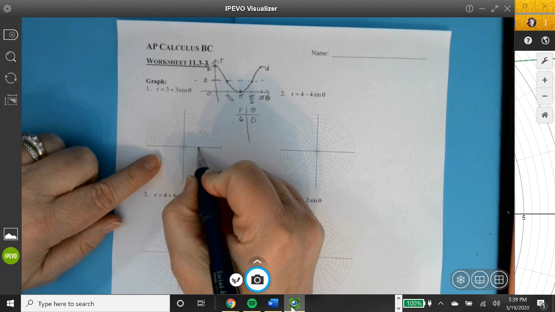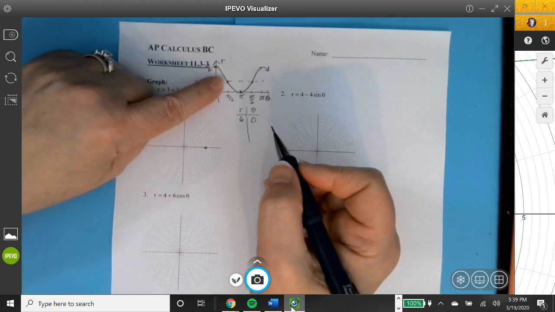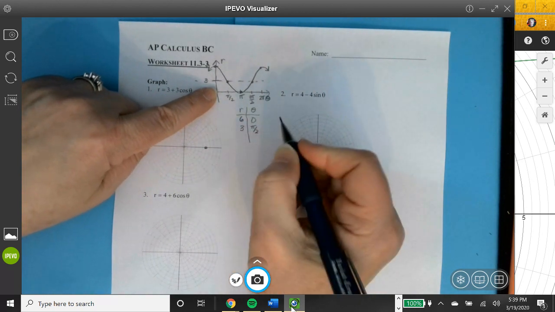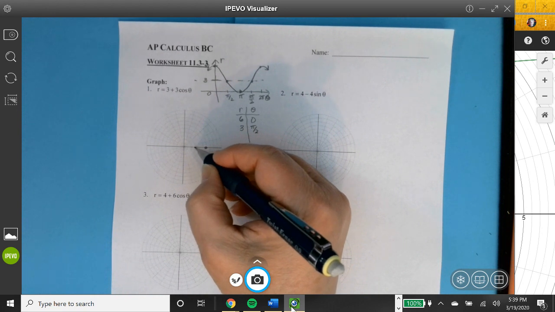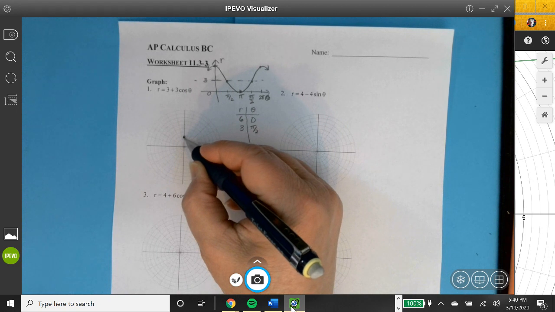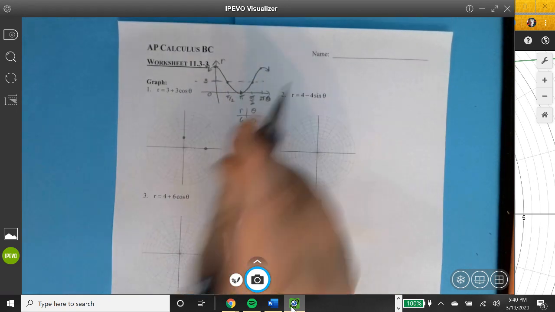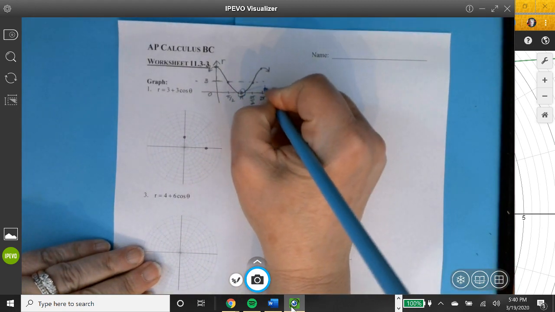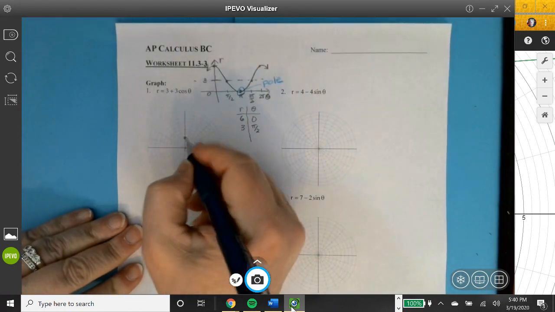1, 2, 3, 4, 5, 6, 0. I'm not rotating at all. The next r is 3 at pi over 2. So I'm going to go out radially 1, 2, 3, and rotate pi over 2, which means I'm right here. Okay? And then I go where? Well, what is this right here, my friends? Remember, it's the pole. So we're going to go to the pole.